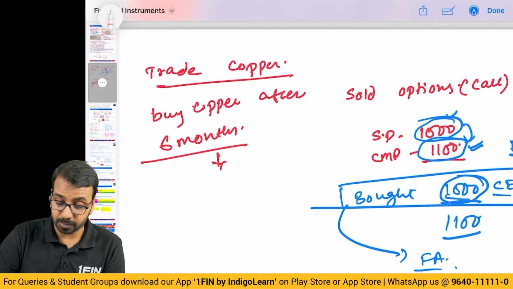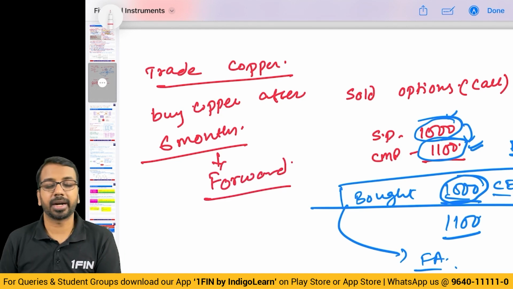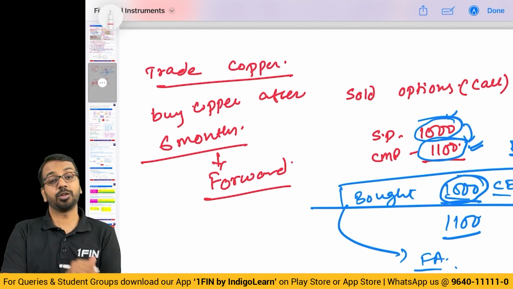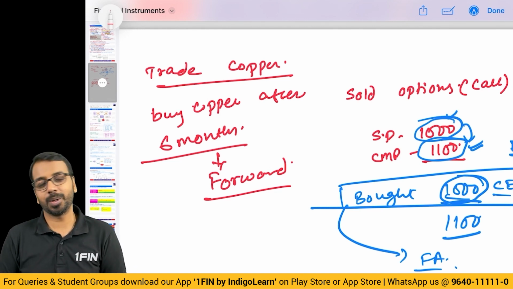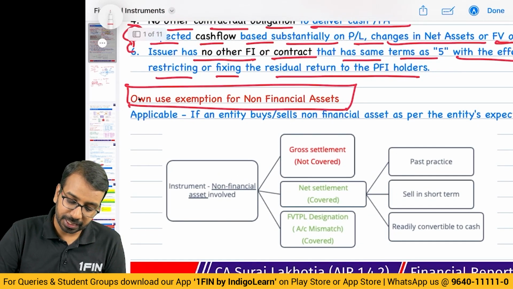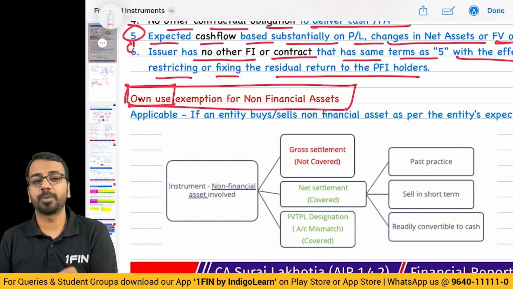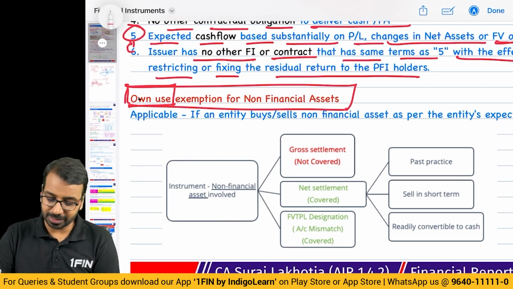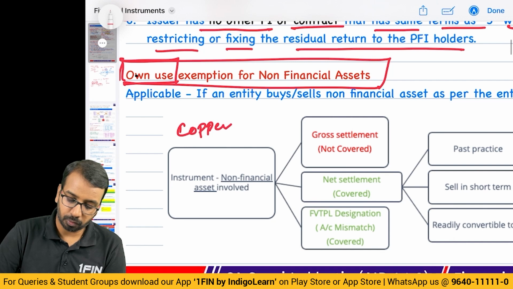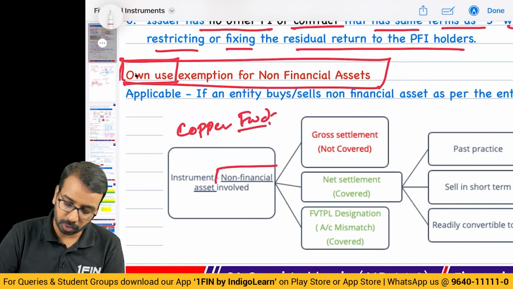Now this becomes in essence a forward contract. And if it's a forward contract, it would be a derivative. And if it's a derivative, it would be covered by financial instrument Ind AS 109. Now what the standard says is, if there is something which is own use, meaning for your own purpose, for usage in the business. For example, I have bought copper forward. Now this copper forward is based on a non-financial asset.